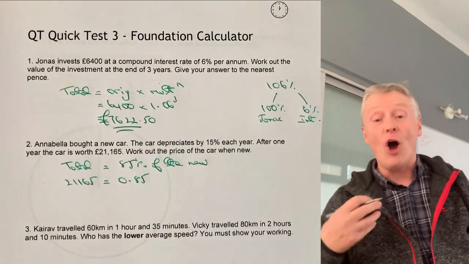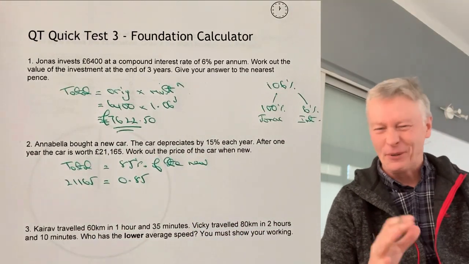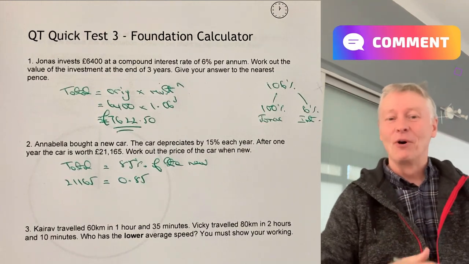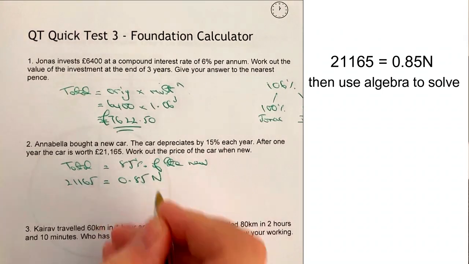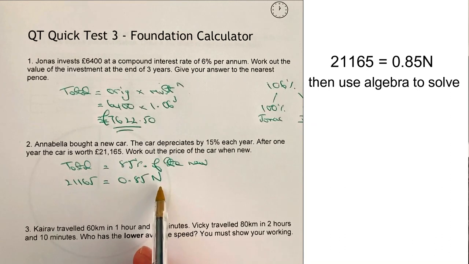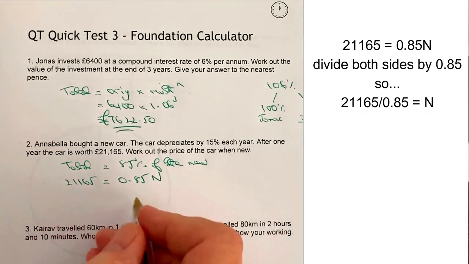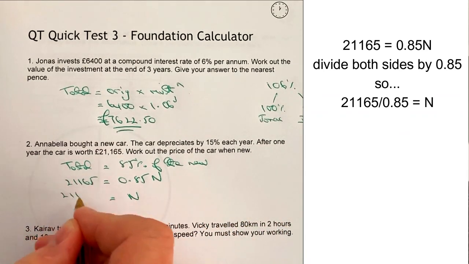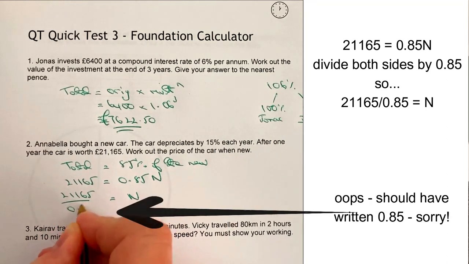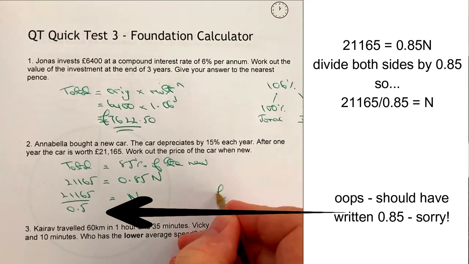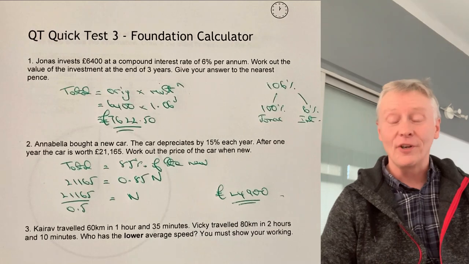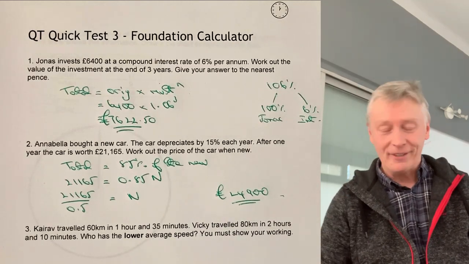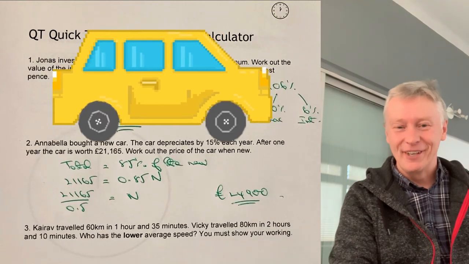And then rather than writing "of the new", because mathematicians are quite lazy sometimes, or at least I am, I'm just going to put n, which is good enough. Okay, so "of the new" becomes n. Now, if I want to make n the subject of the formula, what I do is I divide through by 0.85. So basically, n is equal to 21165 divided by 0.85, and that gives me a value of 24,900. Now, effectively, 24,900 is the new price of the car. Not mine. Okay, let's move on then to question number three.